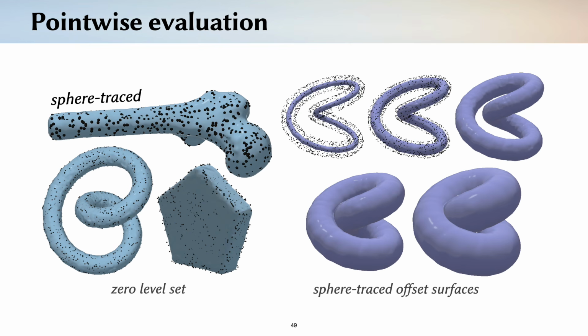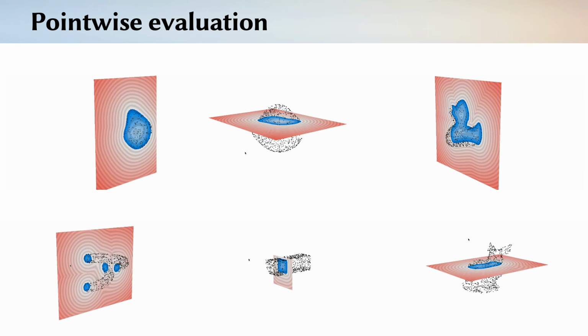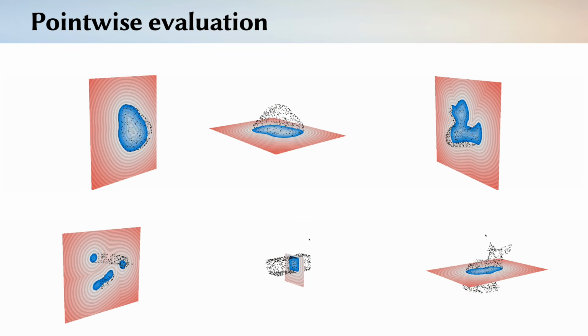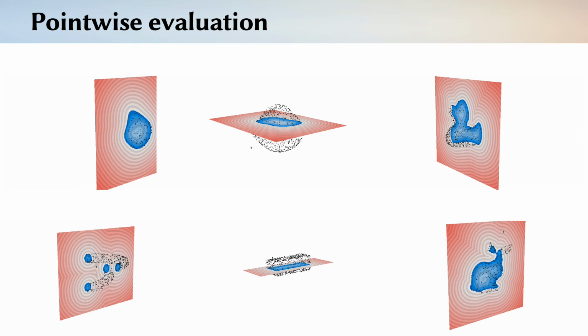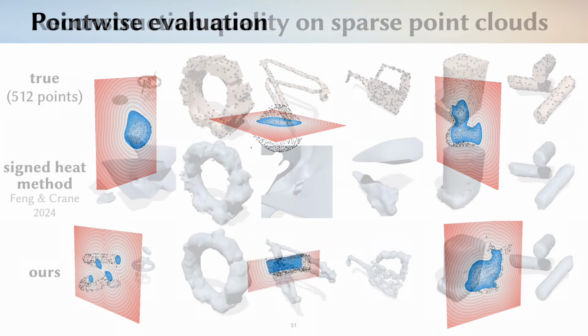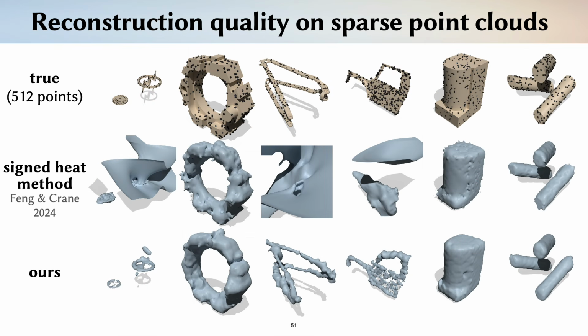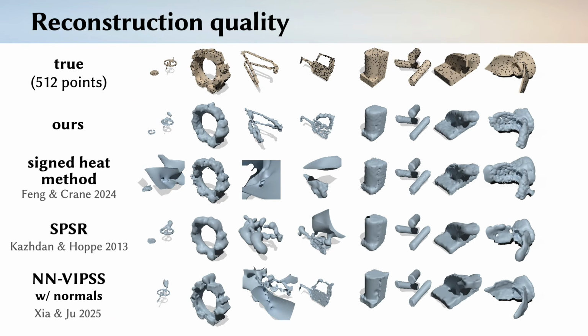Significantly, our method allows pointwise evaluation of distance without discretization or global solves, so you can directly sphere trace level set surfaces in a shader, as well as implement some other cool shader demos. Here, the SDF values you see are being evaluated per pixel in real time. For sparse point clouds, our method gives better quality than the recent signed heat method. The recent NNVIPS method does tend to produce better reconstructions of sparse point clouds, but is also far more expensive.